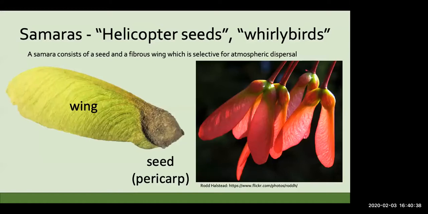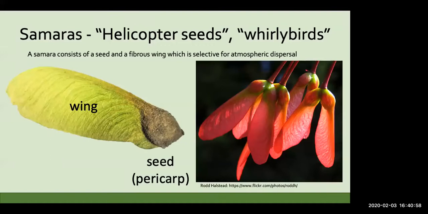You've all probably seen maple seeds. They're the things that when they come off the tree, they move like helicopters. Some people call them whirlybirds. Maybe it's like a regional thing. I don't know. The name of the shape is a samara. So we're talking about the seed. This is the seed of the plant.